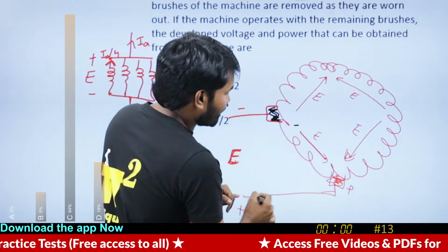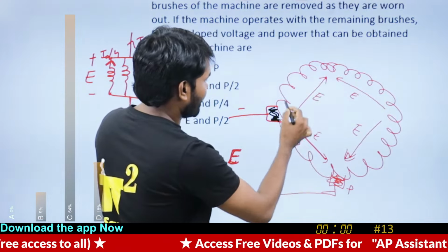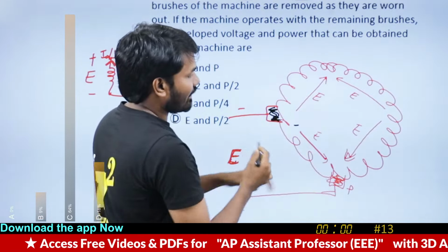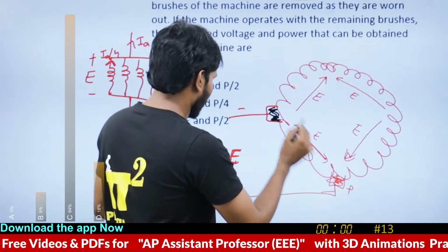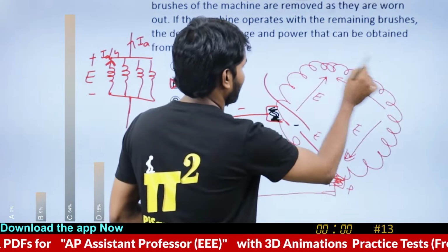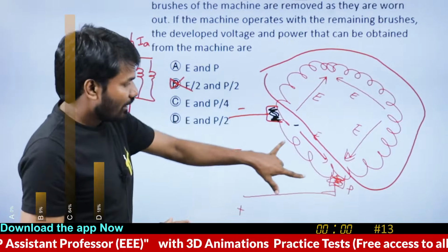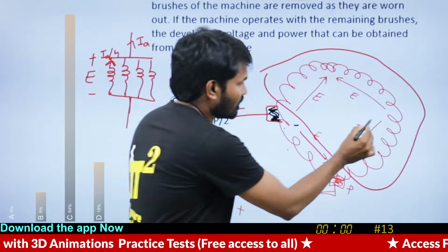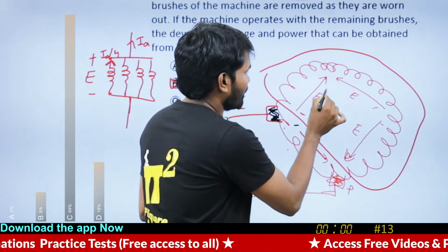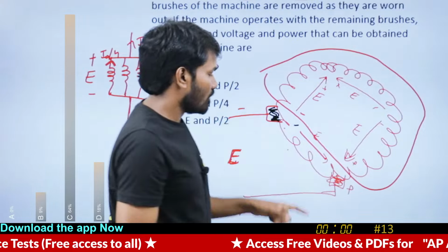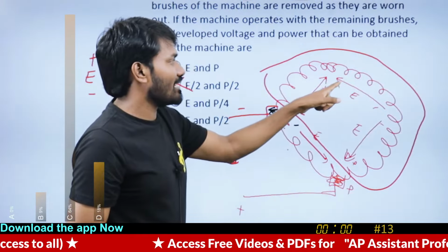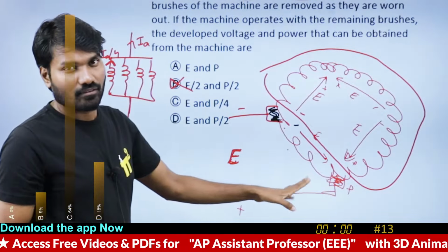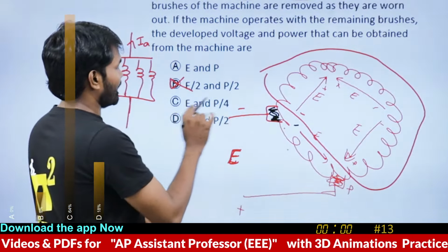Let's apply KVL here. I'm applying KVL here, here, here and here. When I apply KVL, you get E as the voltage, so the resultant voltage is E. This voltage is E, and here this voltage is also E. This is minus, minus, minus, this is plus, plus, plus. So when I go this way, plus E, minus E cancel to 0, and this is plus E. So the resultant voltage is E.